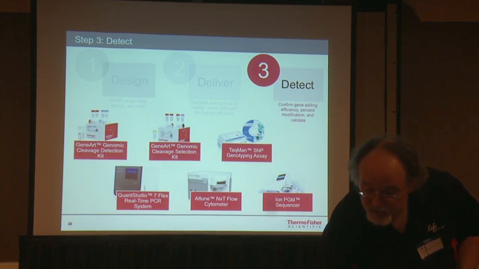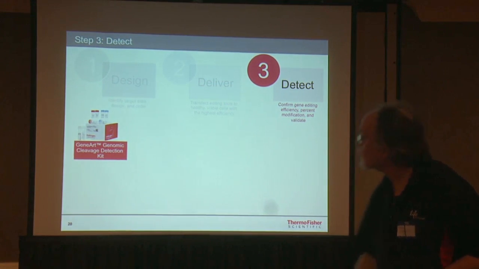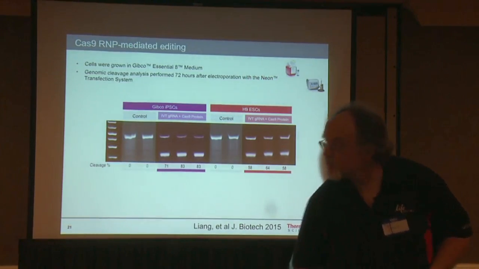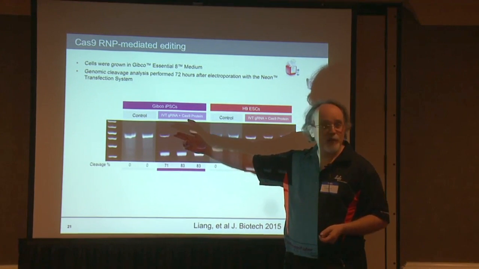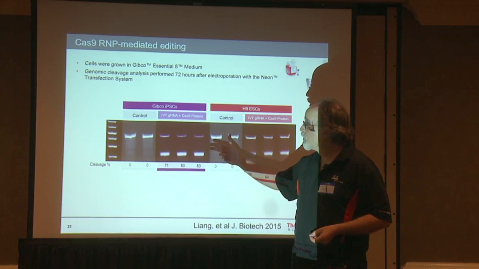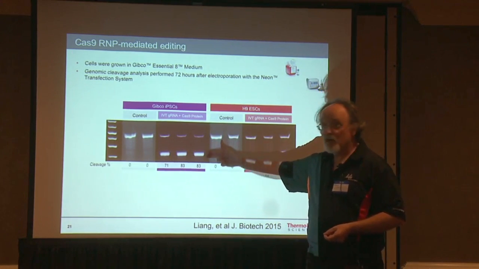Third part of this is actually detect. Yet again, more open source software is starting to be involved here. So what will end up happening now is that this is a very simple example. You have a control. You've amplified your control. You now hit your control with your guide RNA and your Cas9. What's happening is your single band is now being cut.